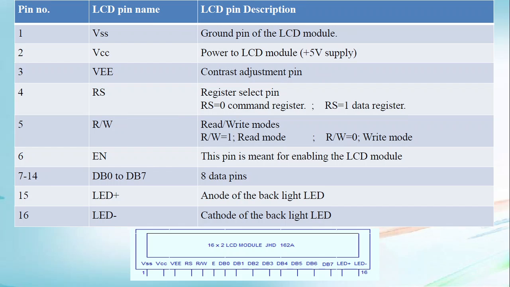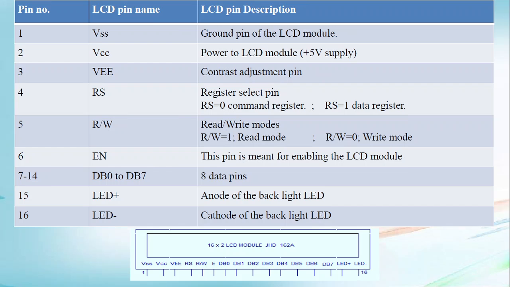There are two very important registers inside the LCD. The RS pin is used for their selection. If RS equals 0, the instruction command code register is selected, allowing the user to send a command such as clear display, cursor at home, shift display left, shift display right, etc. And if RS equals 1, the data register is selected, allowing the user to send data to be displayed on the LCD. R/W means read/write mode.